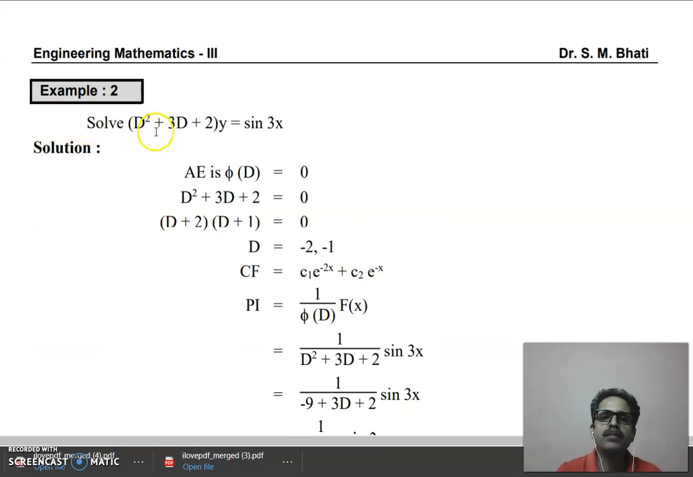We have this example. The equation has a type phi D y is f of x, that is in standard form. It is LDE with constant coefficients, and so we have to find CF and PI here. A is phi D equals 0, that is this, and hence as seen in the last example we can find CF. This is the formula for PI, and here we put the value of phi D and f x here.